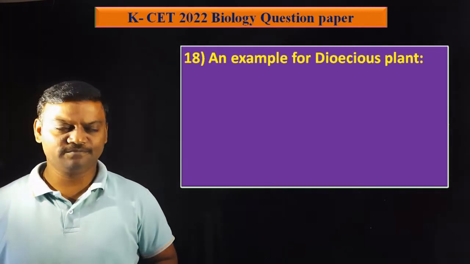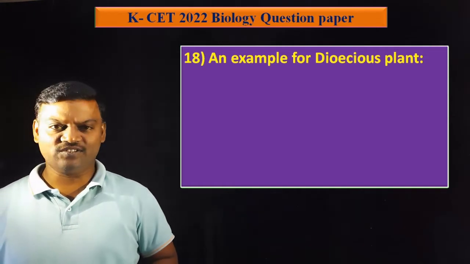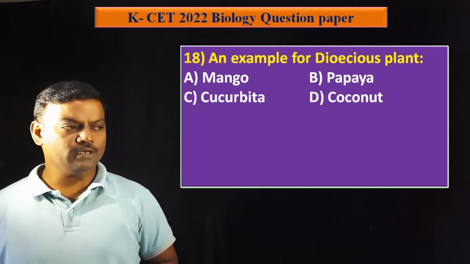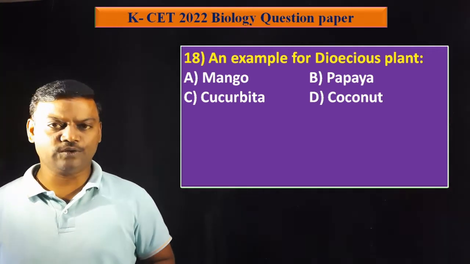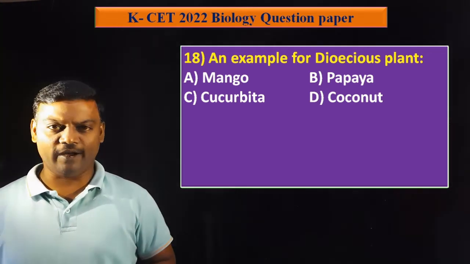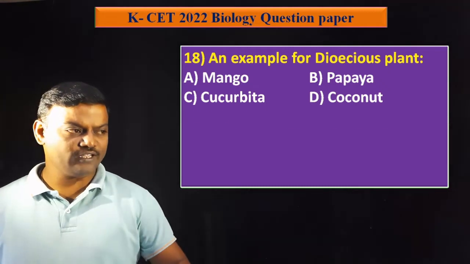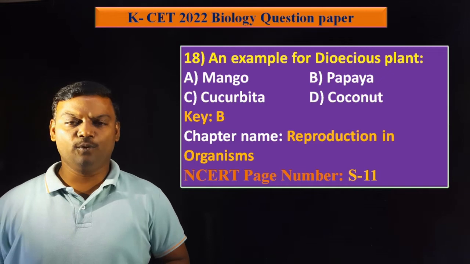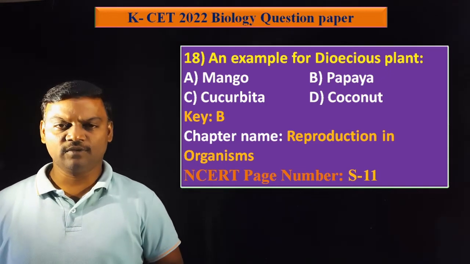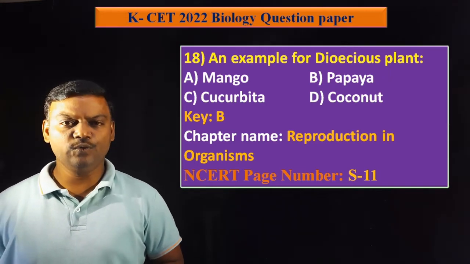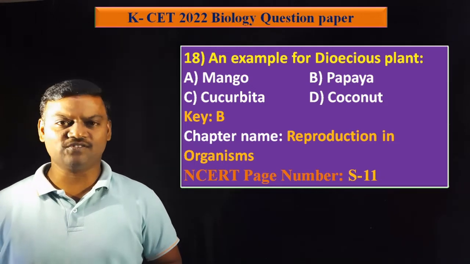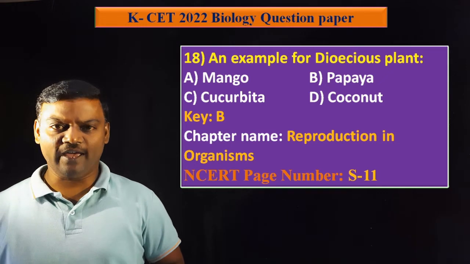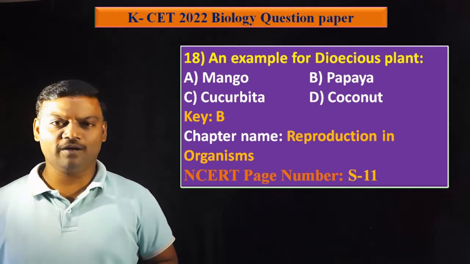Question number 18. An example for a dioecious plant. Option A, mango. Option B, papaya. Option C, cucurbita. Option D, coconut. The correct answer is option B. So in dioecious plants, male and female flowers are separately present in two different plants, which is called the dioecious condition. It is a question from Reproduction in Organisms, NCERT page number 11.